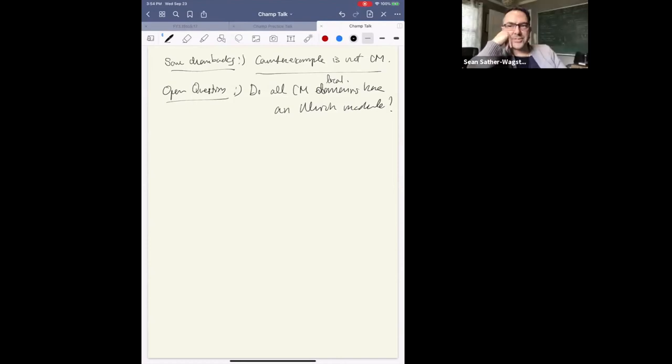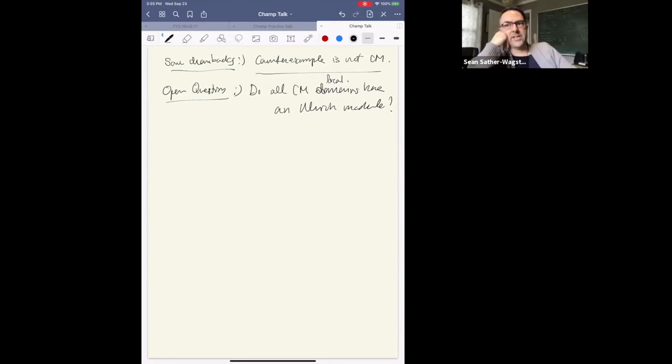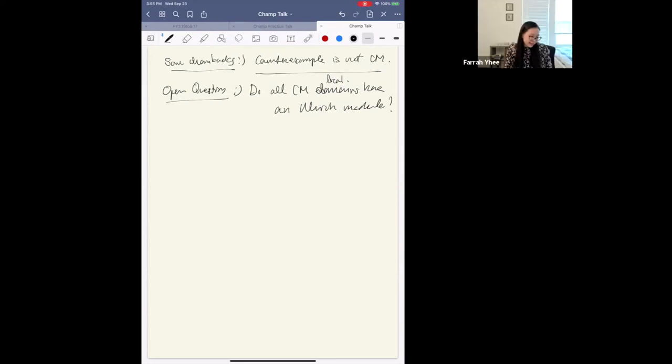Other questions? Some great questions. Does your counterexample give any insight into the general question of existence of small Cohen-Macaulay modules? I don't think so. I think it doesn't tell you where to look for a counterexample to that one. I haven't quite played with it.